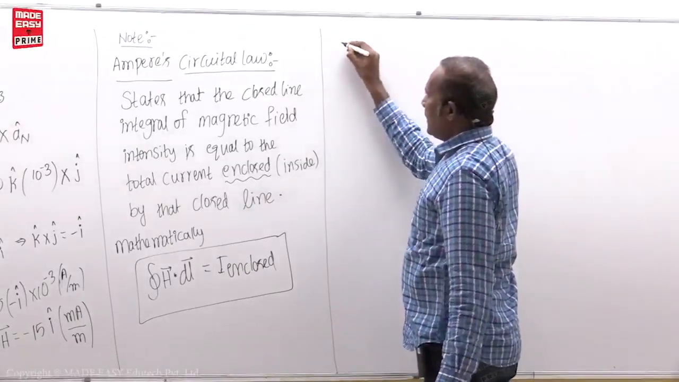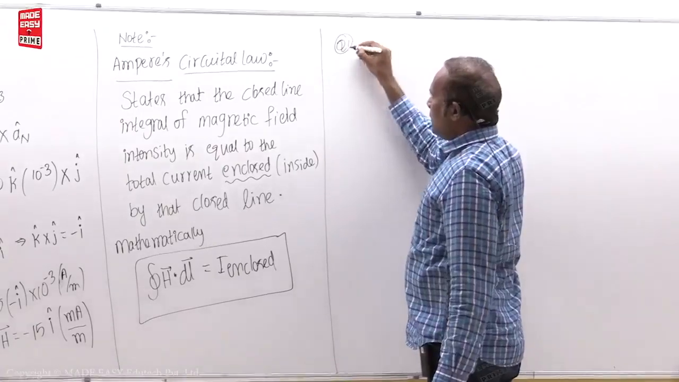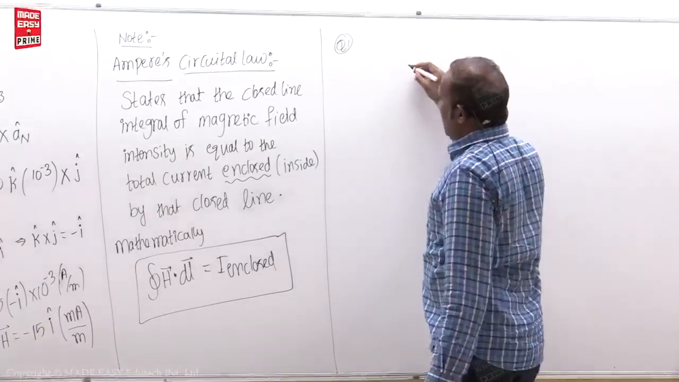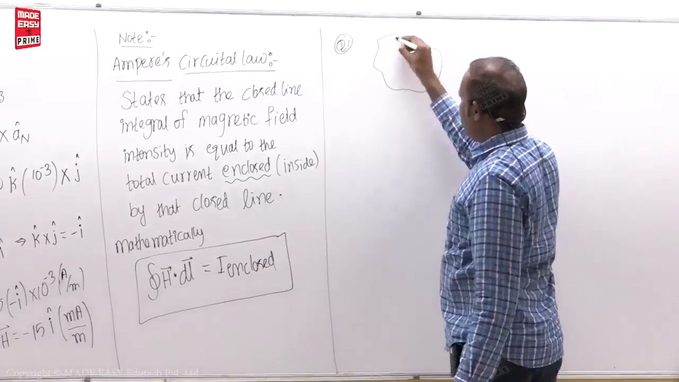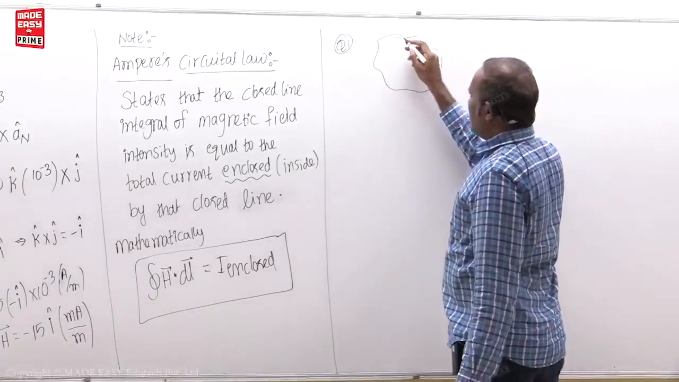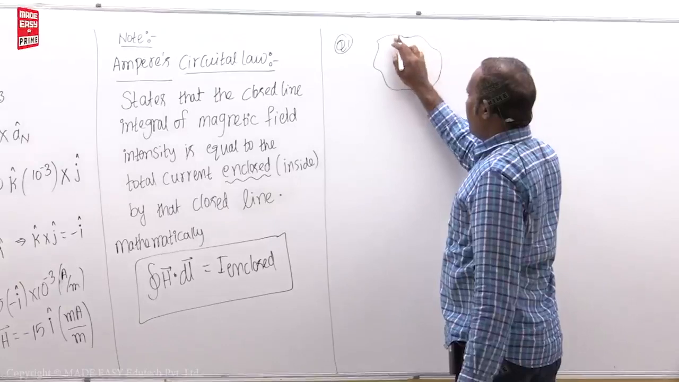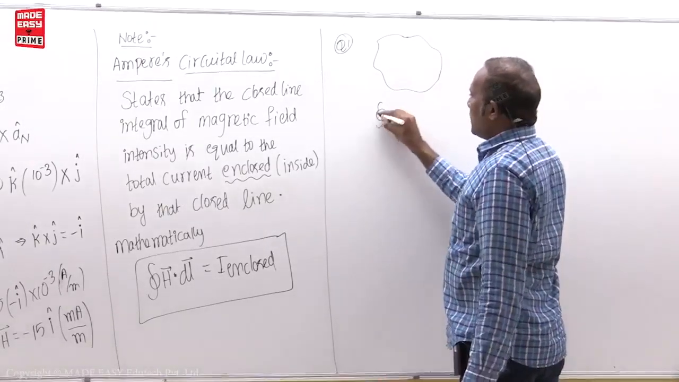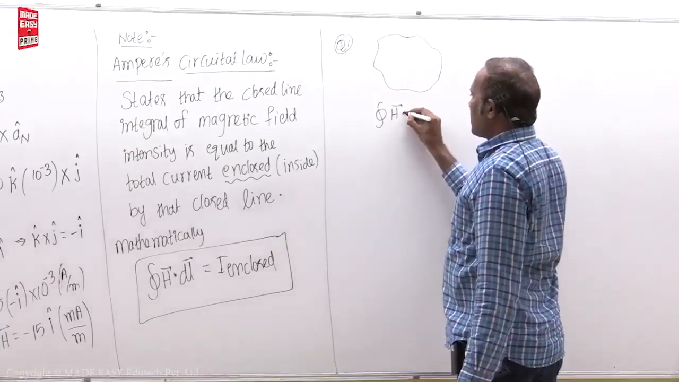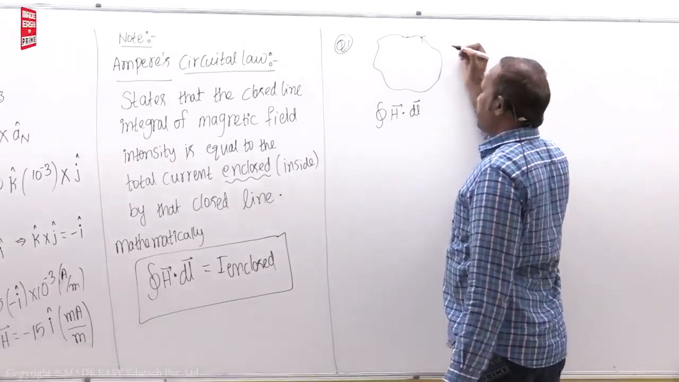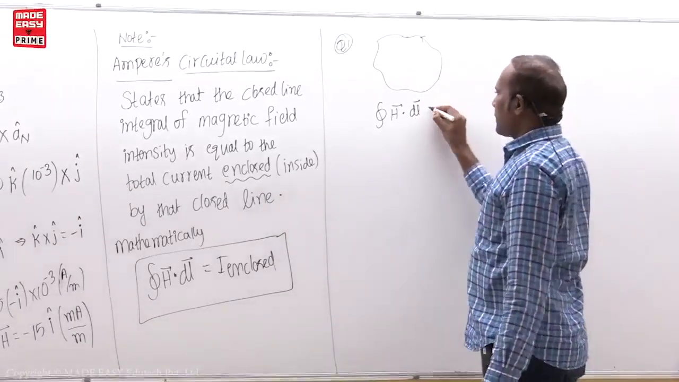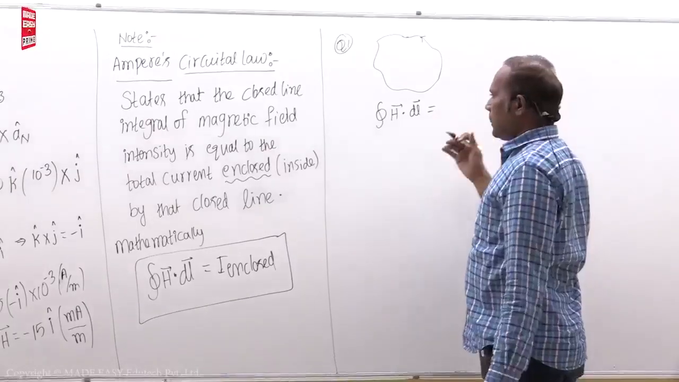Questions I am writing here. Question 1. There is one line like this. Okay. Now what is closed H dot dl bar on this? It is asked. Then you have to answer that.